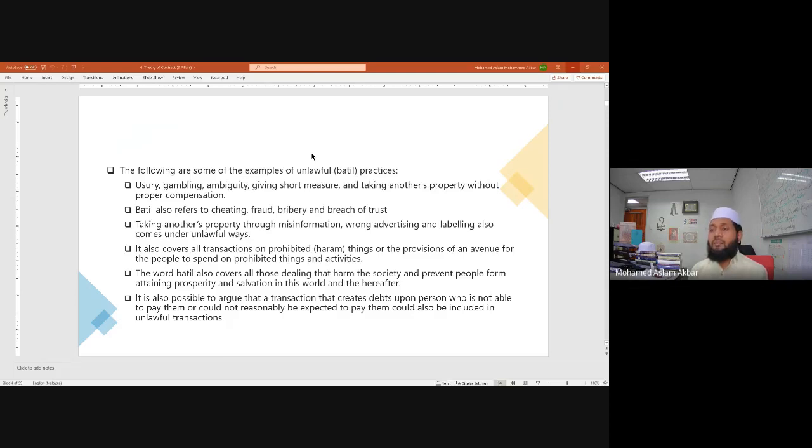Taking another's property through misinformation, wrong advertisement. Look, this is what is happening today. I want you to concentrate on wrong advertising. Show me how many authentic and proper advertisements are out there.